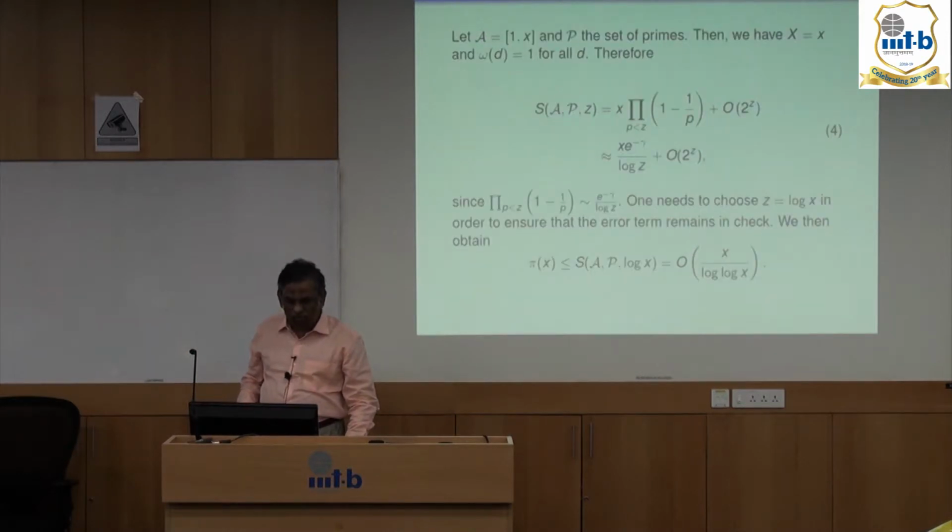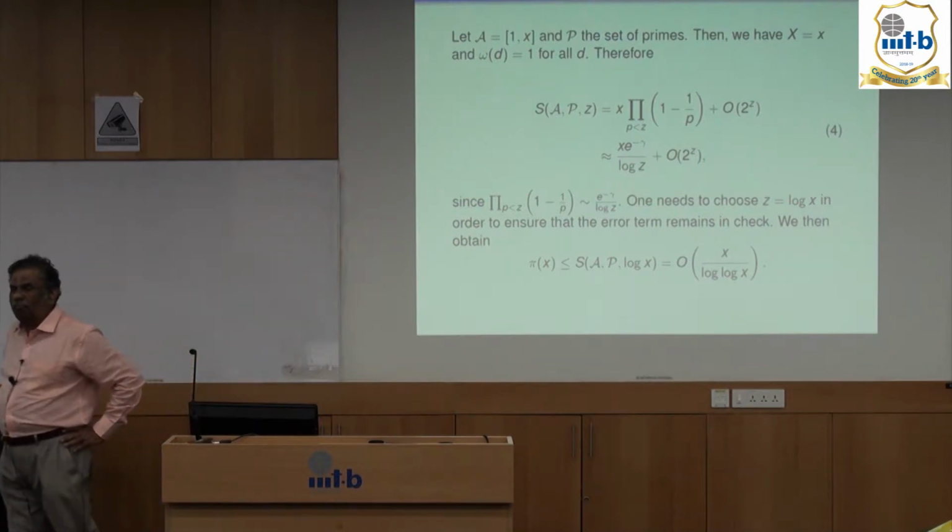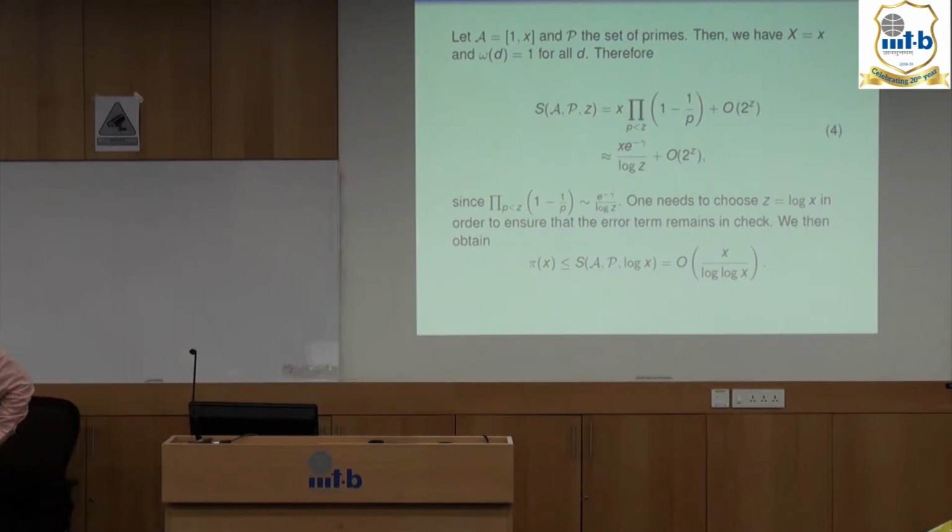When you do all those things, you get x times the product of (1 minus 1 over p), which is precisely what you would expect, because you are throwing out the multiples of p for each p, and the probability that a number is divisible by p is 1 over p. Therefore, the probability that a number is not divisible by p is 1 minus 1 over p, and by probability consideration, the main term should be that product, but there will be an error which is O of 2 power z.